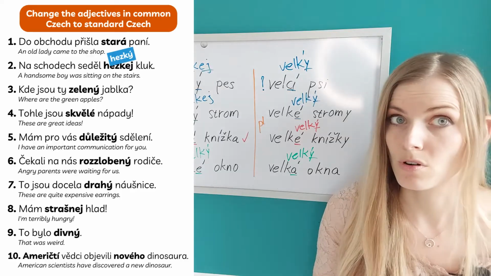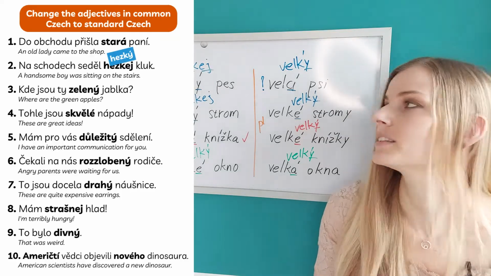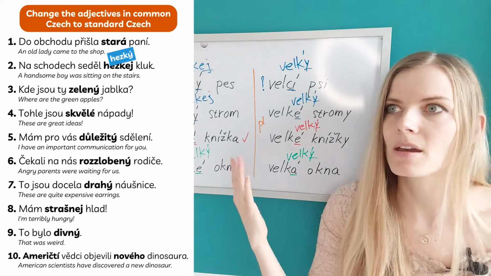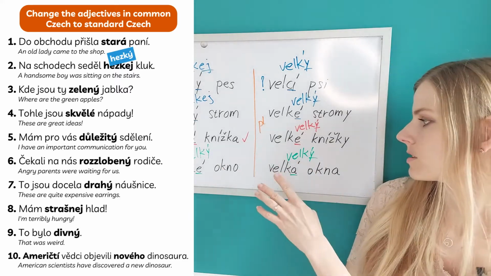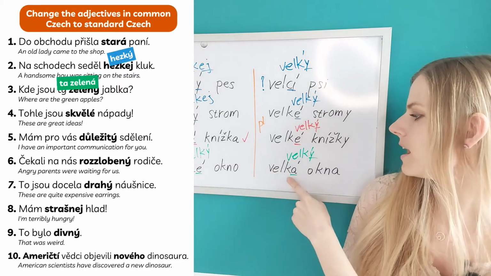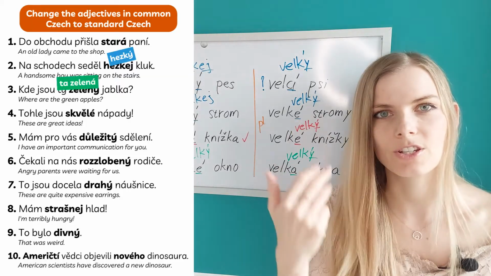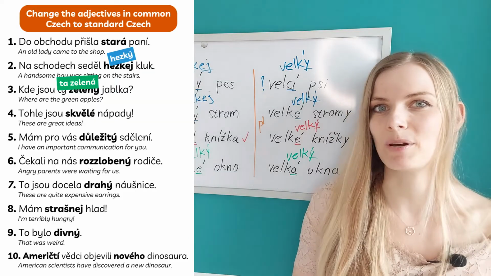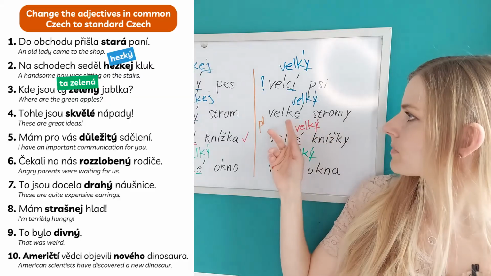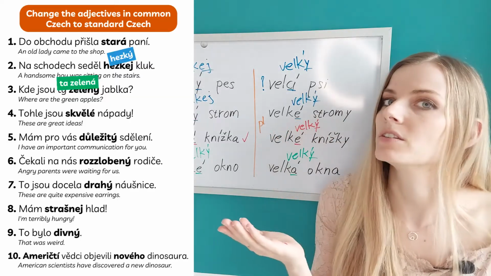Číslo 3. Kde jsou ty zelený jabka? We actually have two forms. Ty, a pronoun. Ty zelený jabka. This is common Czech. If we want to use it in the standard Czech, it would be ta, also, ta zelená jabka. Číslo 4. Tohle jsou skvělé nápady. Skvělé nápady is this form and actually is standard Czech.